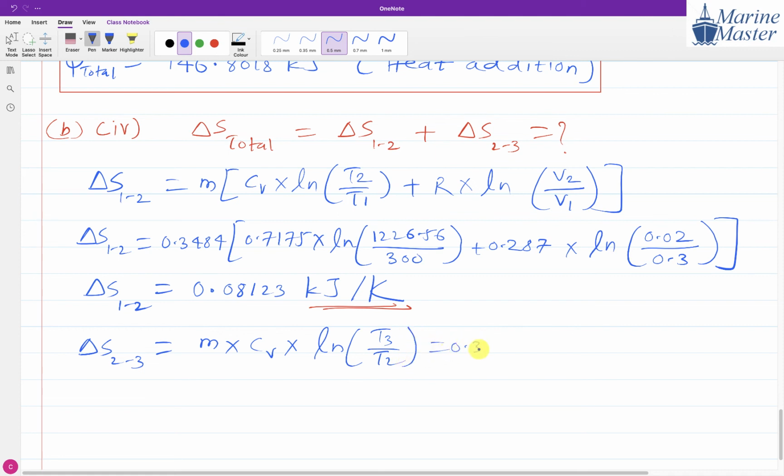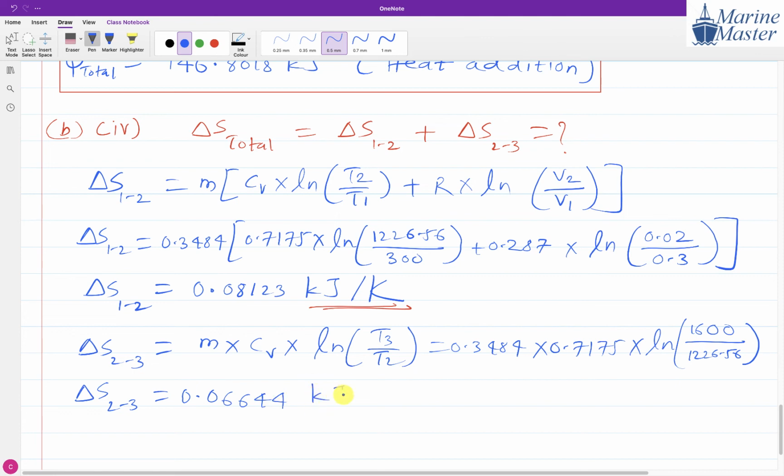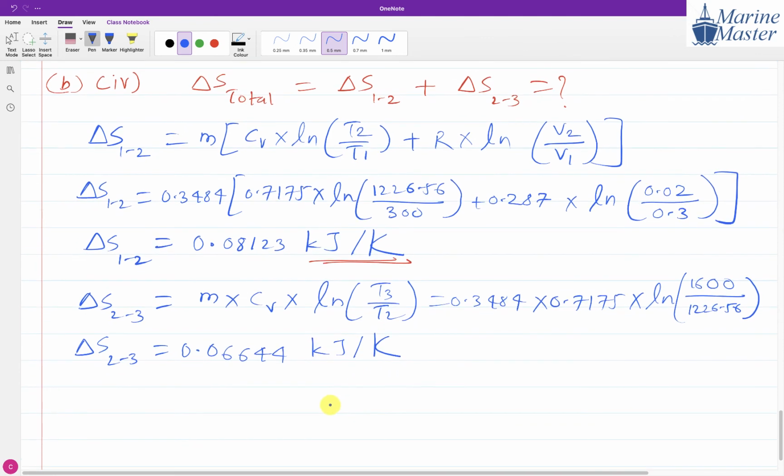Mass is 0.3484. Cv is 0.7175. ln means natural log. T3 is 1600, divided by T2, 1226.56. So if you do the calculation, we will get delta S 2 to 3. Do the calculation with me: 0.3484 multiplied by 0.7175 into ln of 1600 divided by 1226.56. We get 0.06644 kilojoule per Kelvin. So we got delta S 2 to 3.